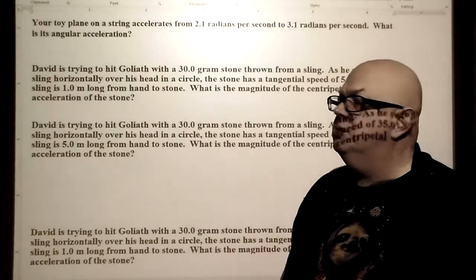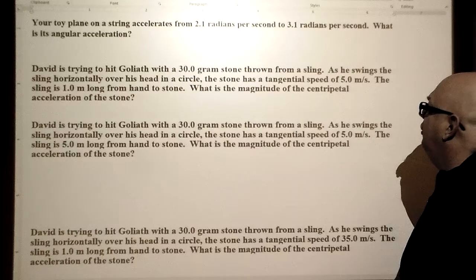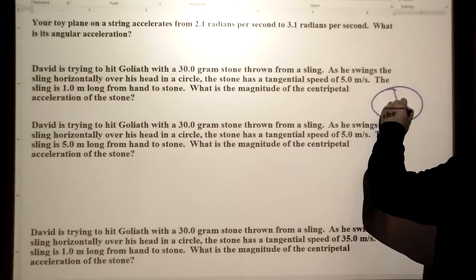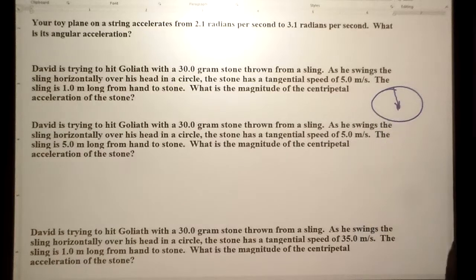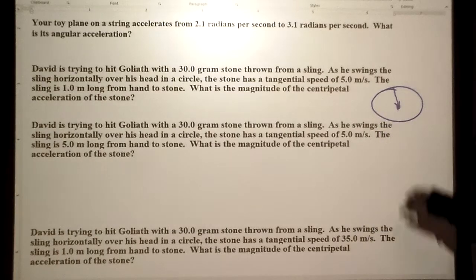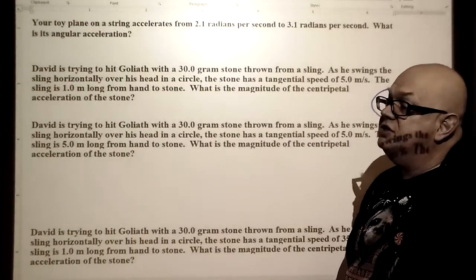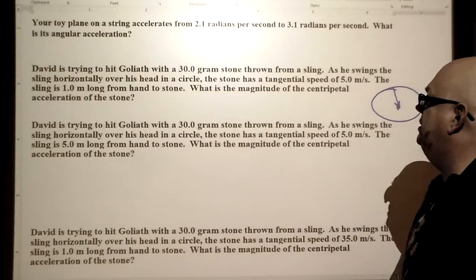What is exactly centripetal acceleration? Well, if you look at it, centripetal acceleration is that force, that acceleration that's guiding our rock toward the center of our circle. Okay, that's our centripetal acceleration. How fast is it doing that?